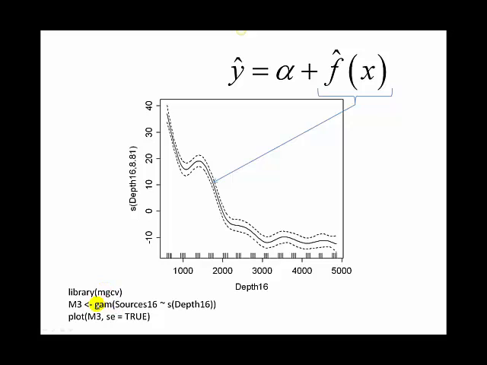to fit these models. You use the GAM function, G-A-M, instead of the generalized linear function, and you have a formula that looks exactly the same as we've done before, except that now, instead of just saying tilde depth 16, which would give us a linear model, we have this function S of depth 16. S stands for smooth function. There's a lot of options for this smoothing function, but we're just going to use the defaults for the moment.